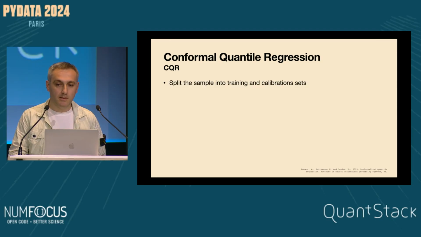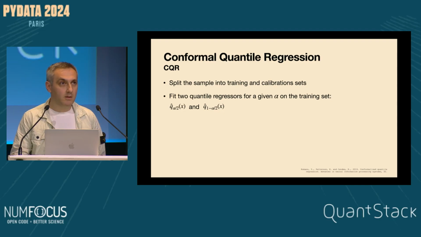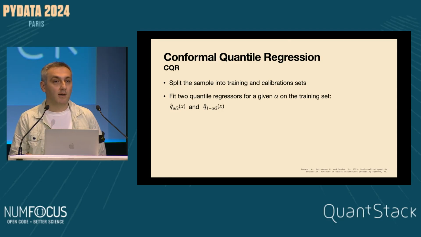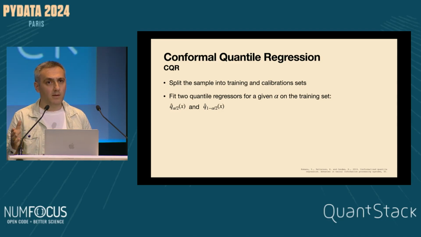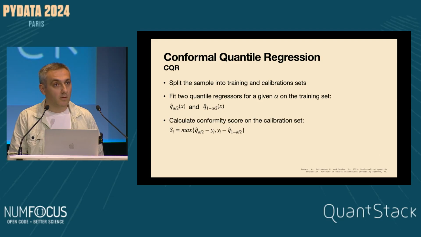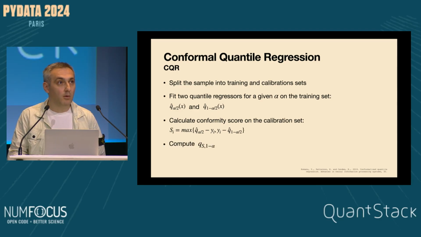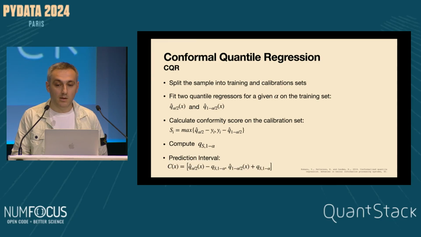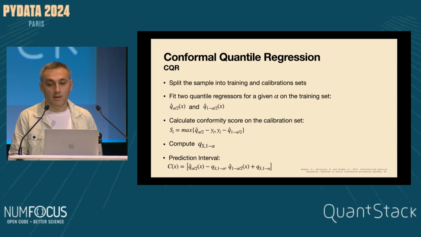We start with splitting the data. Then we fit two quantile regressors. If we want to build a 90% confidence interval, we fit the first regressor at the 5th percentile and another regressor at the 95th percentile. So very simple. Then we compute the conformity score using this expression. Then, as conformal prediction teaches us, we compute the 1 minus alpha percentile of that conformity score. And eventually we build a prediction interval in this fashion.